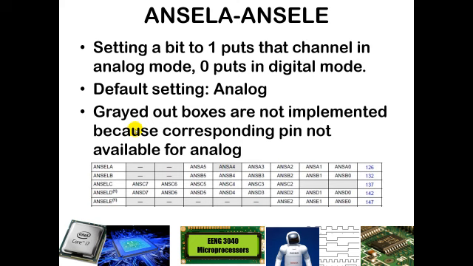So for example, if you wanted an analog input on RA2, that would correspond to ANSA2 right here, because this corresponds to RA0, RA1, RA2, RA3, RA5. And so remember, putting a 1 makes things analog, putting a 0 makes things digital. The grayed out boxes are the pins that are not available for analog mode. So for example, up here, RA6 and RA7 are not available for analog mode, because that is where the crystal oscillator signal comes in.